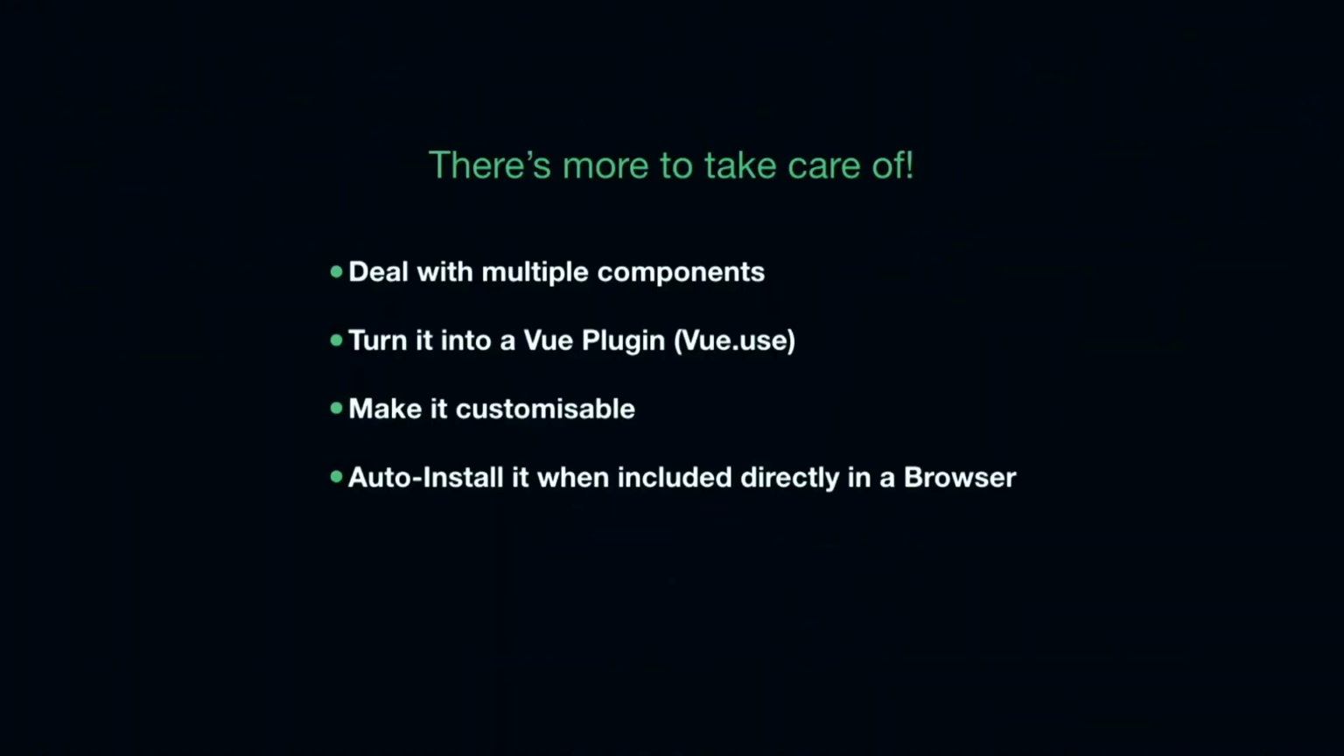But there's more to take care of, right? Usually you have more than one component, or you want to allow your users to use it as a Vue plugin via Vue.use. You want to make this plugin customizable, so you have to find a way to provide options to the user to say, hey, I want this variation of the plugin. And it's also common courtesy in the ecosystem to automatically install a plugin when it's included in a browser with a script tag. So it works pretty much like a jQuery plugin. You know, the days you had jQuery on your page, after jQuery you included your jQuery plugin, and it was just there. You didn't have to install it in any way.